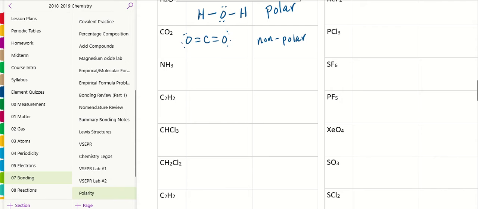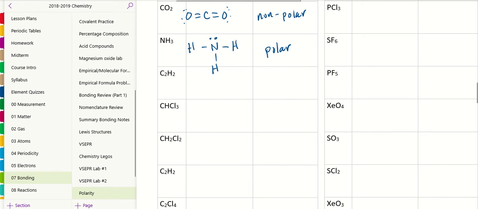NH3. Again, here's another one that can be somewhat deceptive, but you guys have already seen this a lot with VSEPR. Symmetrical or asymmetrical? Asymmetrical, it's a trigonal pyramid. So, polar or nonpolar? Polar.